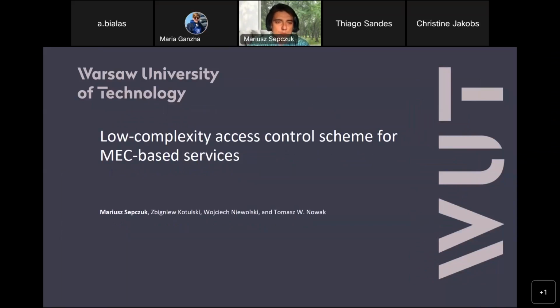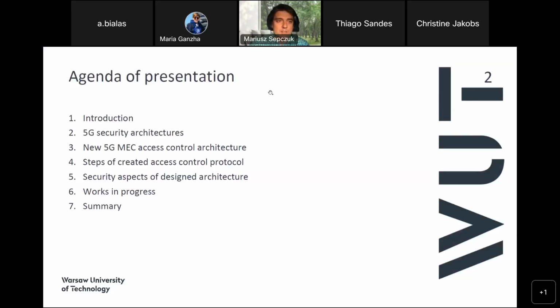I'm from Poland, from Warsaw University of Technology, and I will present the results of ongoing research on methods of access control for 5G MEC services. The topic of this presentation is a low complexity access control scheme for MEC-based services.